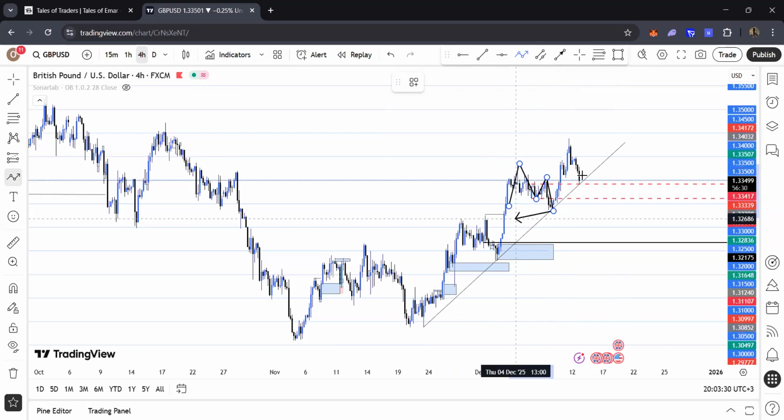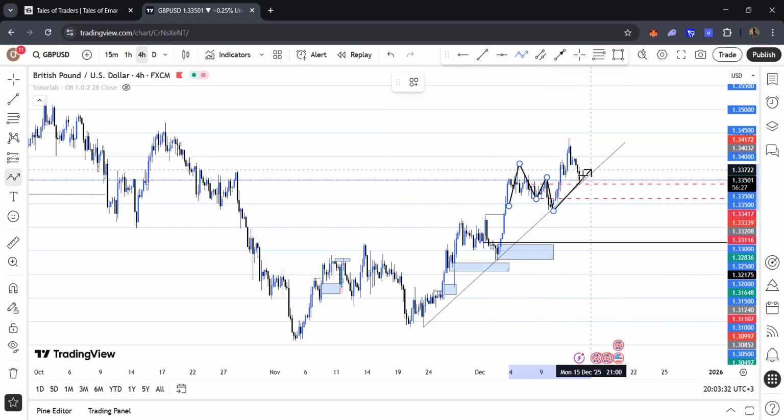And so we are maybe in a pullback. Let's see if this market can give us signals to push to the upside. Now, trading, we have been having issues today.